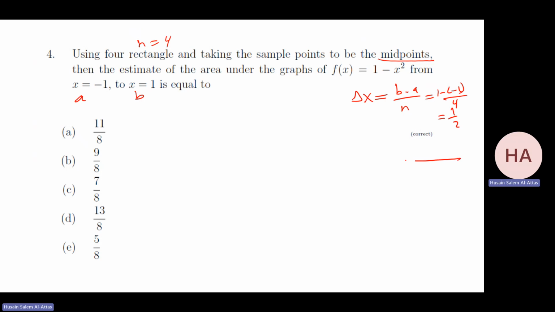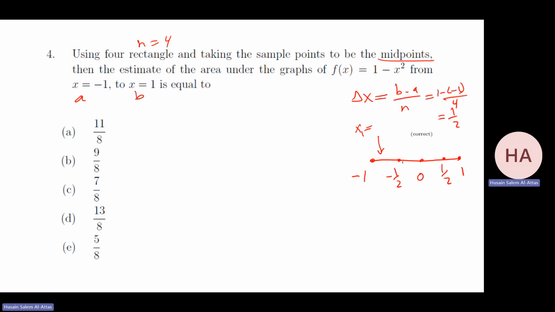So if I list the intervals, that minus 1, I add half. That will make it minus half. I add half. That will make it 0. I add half. That will make it half. I add half. That will make it 1, which is the last one. And I use what? Midpoint. So I need to find the midpoints here.